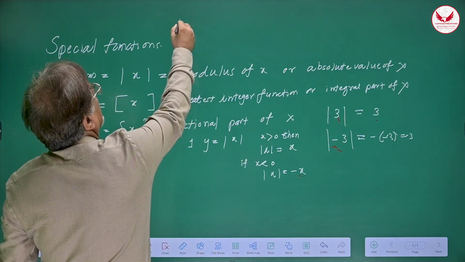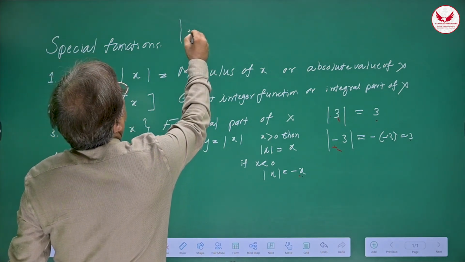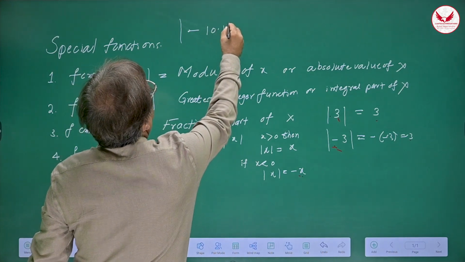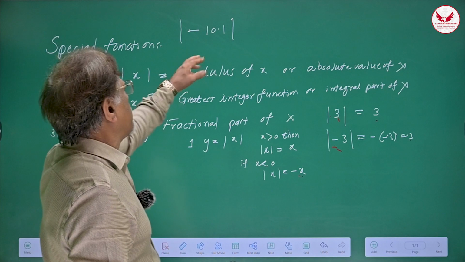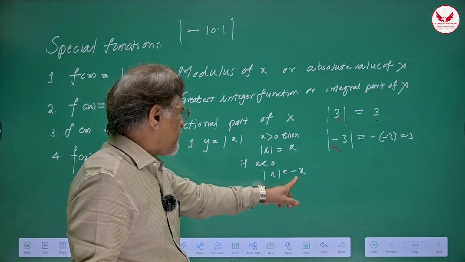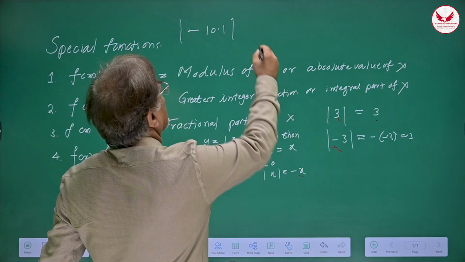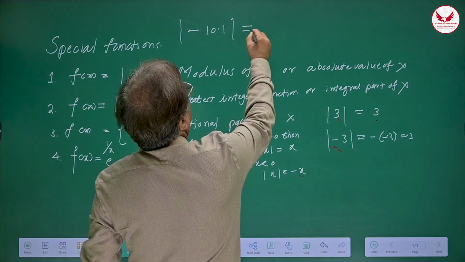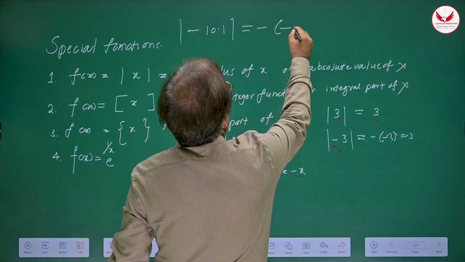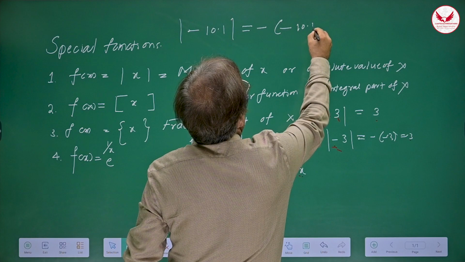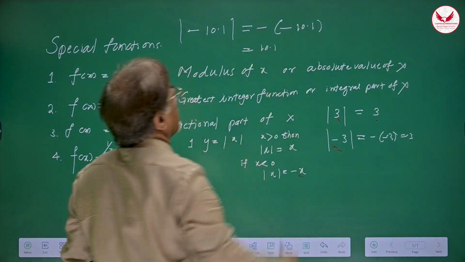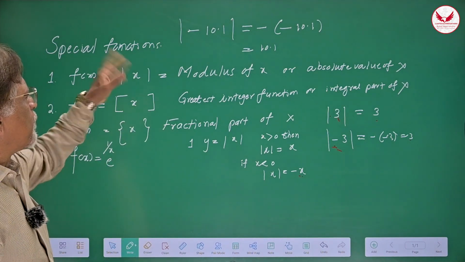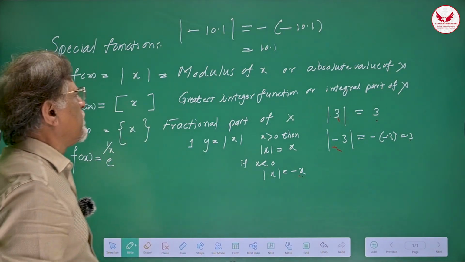For example, suppose I ask you, what is mod of minus 10.1? Minus 10.1 is a negative number. So, I will apply this definition. Therefore, this is equal to what? Minus of minus 10.1. That gives you 10.1. That is the absolute value. In other words, we have removed the minus sign, and we got only the plus.